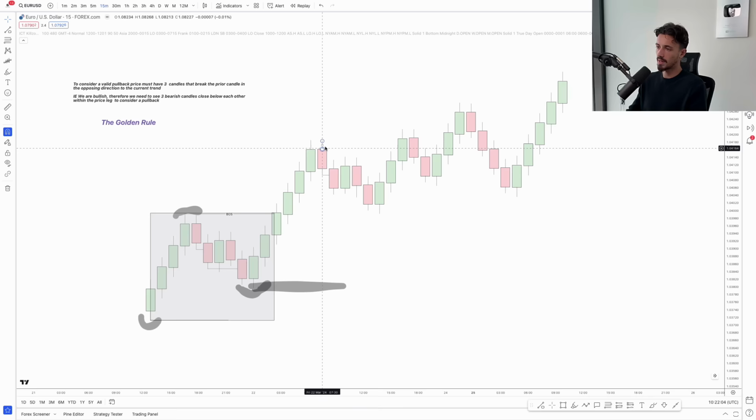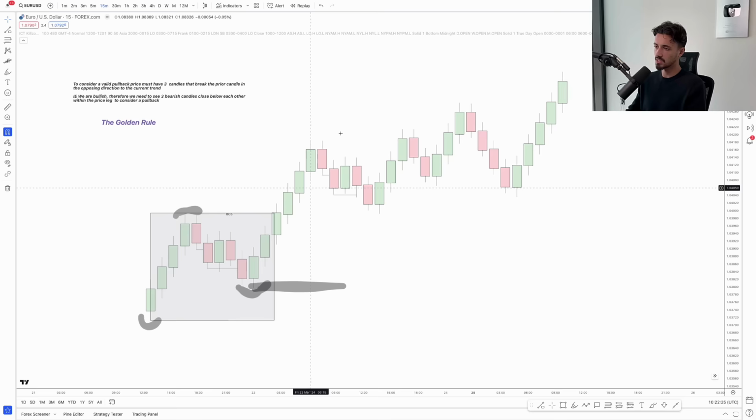The next one is a bullish candle. It doesn't do anything, so it doesn't matter. The next one is a bearish candle that goes below but doesn't close. It's only a wick. Therefore, it does not count. So if price had to continue trading higher again from here, this would not be a pullback. It would still be this low to wherever it's going to pull back from.